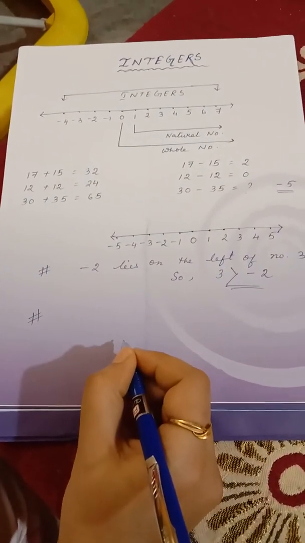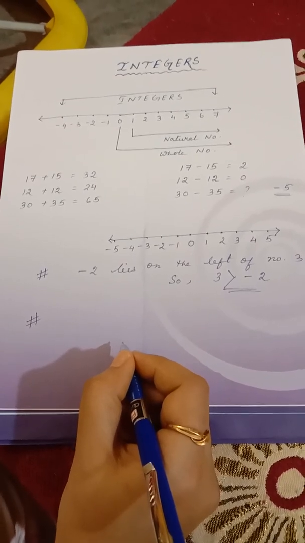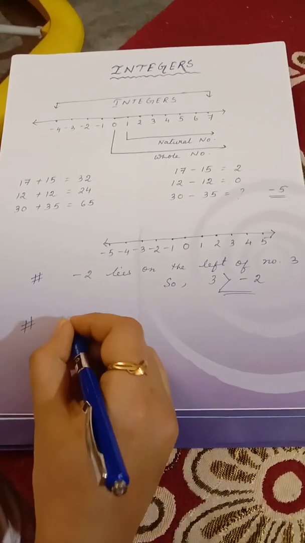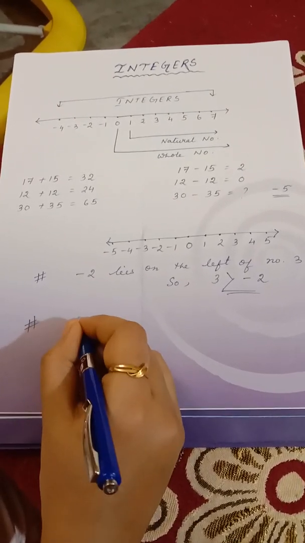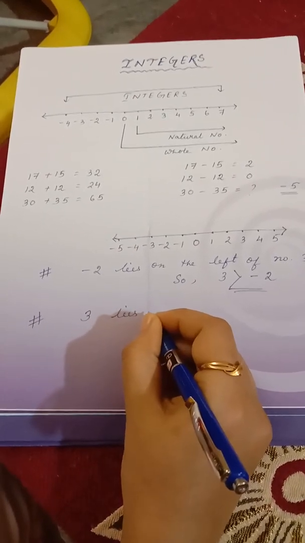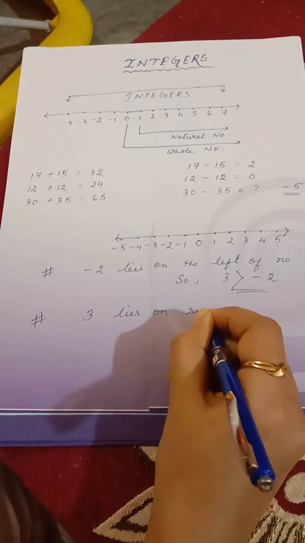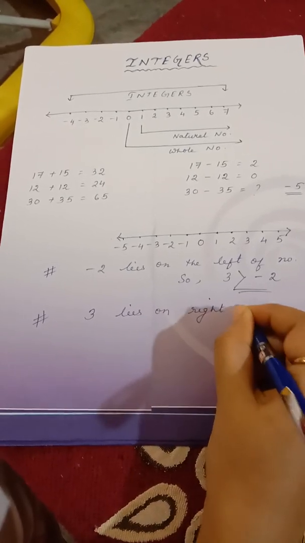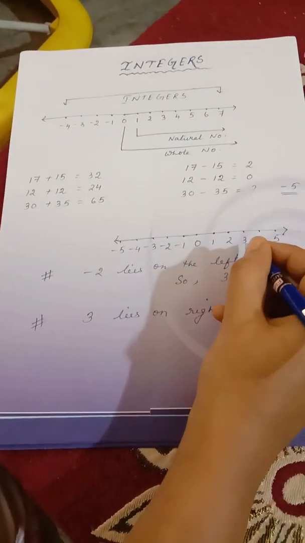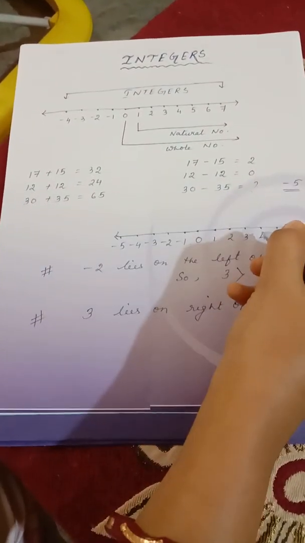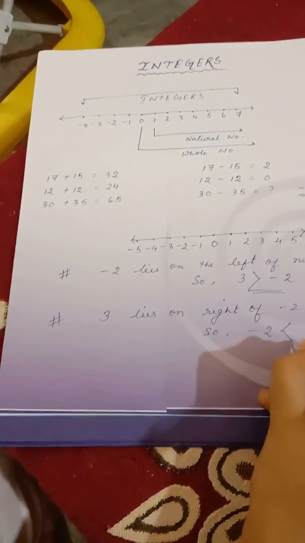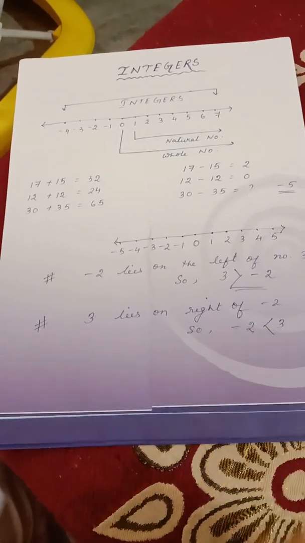Then we can say that an integer is less than all those integers that lie to its right on the number line. For example, 3 lies on the right of -2, just opposite of that. 3 lies right of -2. So we can say that -2 is less than 3.